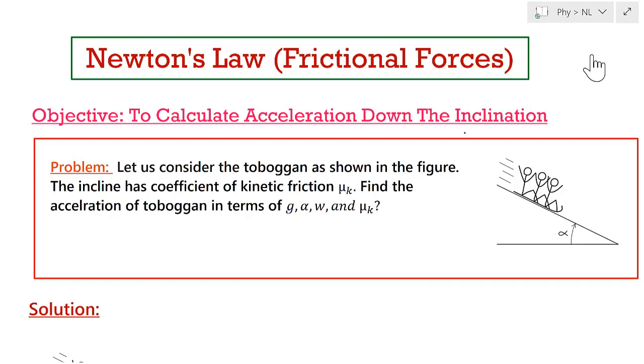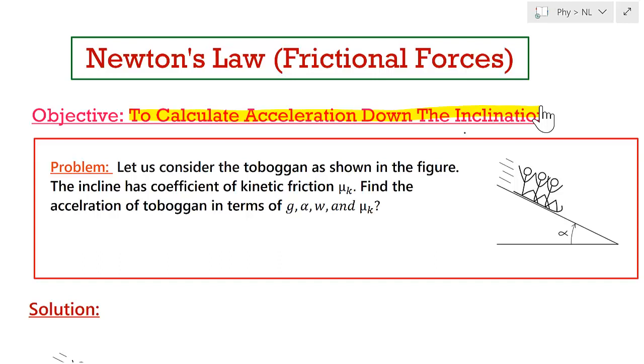Hello friends, in the last video we have seen how to analyze an object when this object is moving on an inclined plane with constant velocity. Now in this video we will see how to analyze and write the equation of motion if the object is moving with an acceleration on the inclined plane. So the objective of this session is to calculate the acceleration down the incline. What is the magnitude of acceleration if an object is sliding over the inclined plane? And this we will illustrate using a problem.